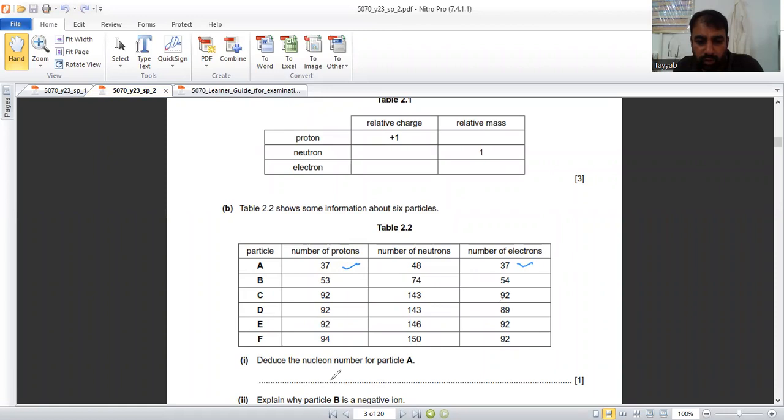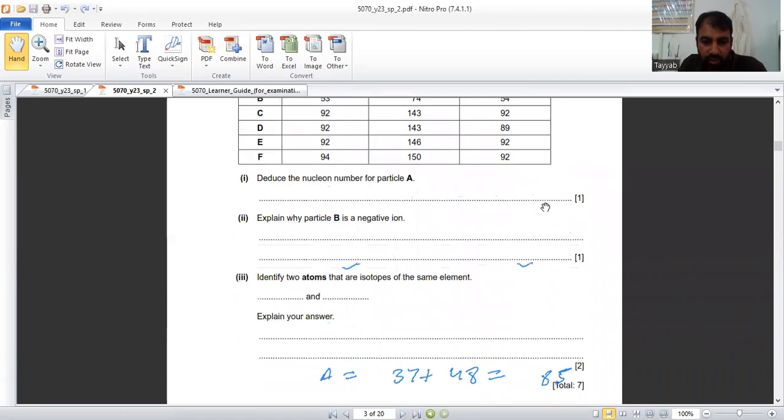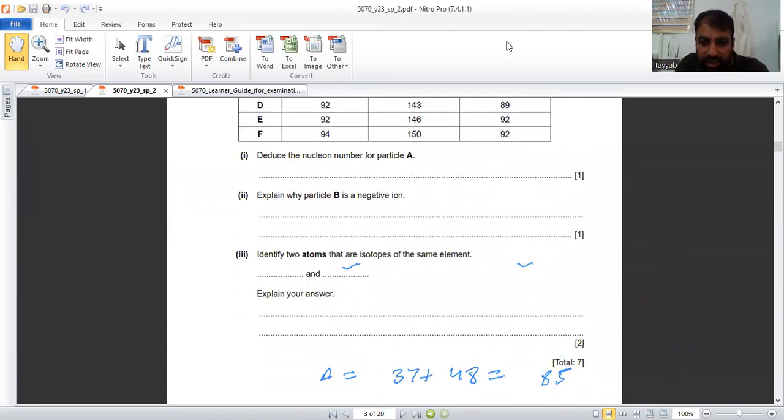Deduce the nucleon number for particle A. So what will you do? You will add the proton number and neutron number, 37 plus 48, and check the answer. It becomes 85. So hope it is clear. In this way, you will calculate the nucleon number. After calculating the nucleon number, we will see the next question.